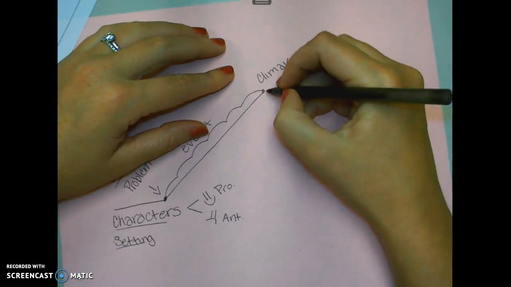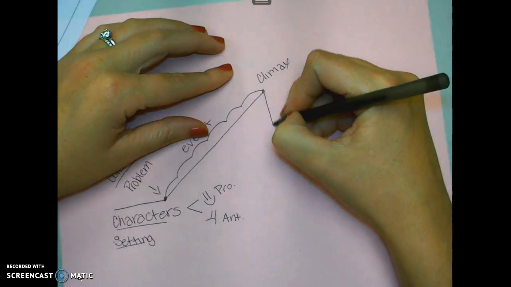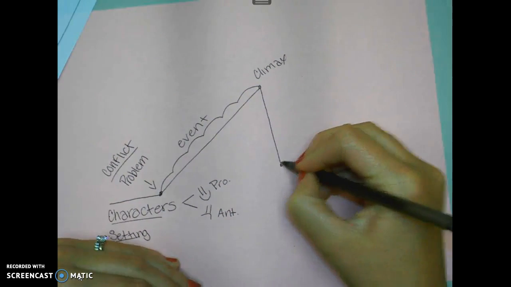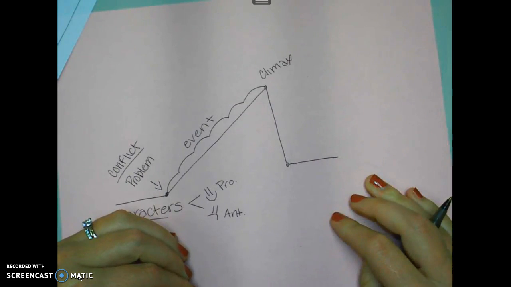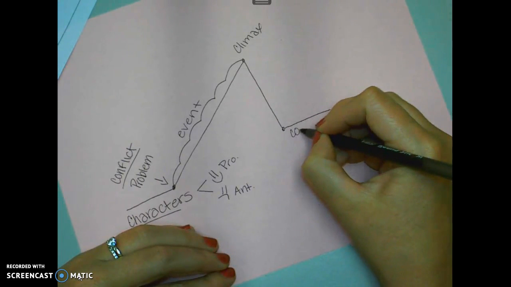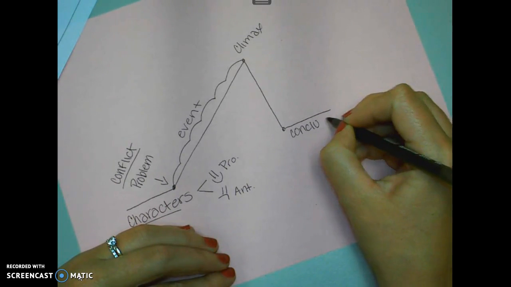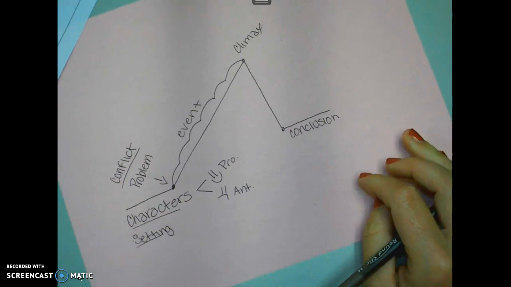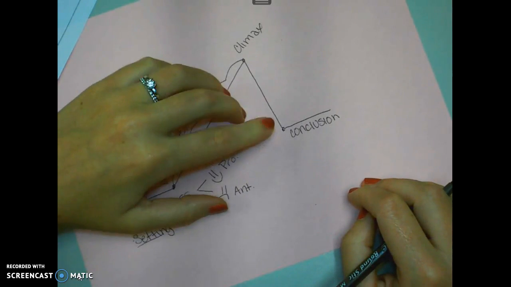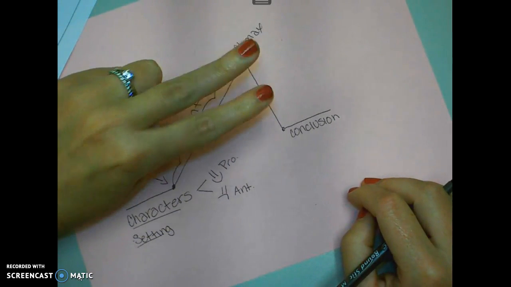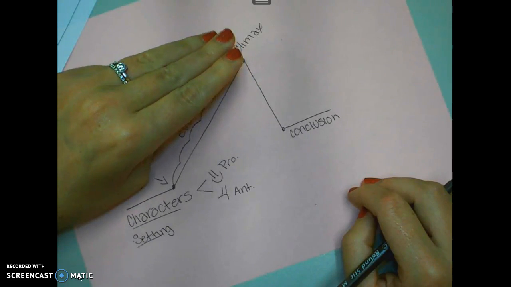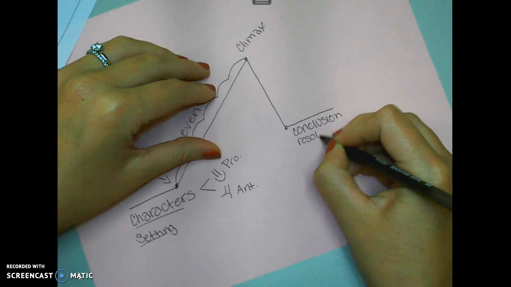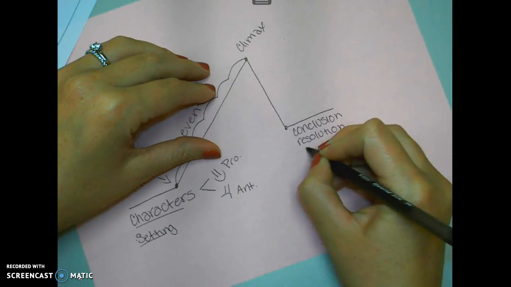Okay. After that, the story normally drops off fairly easily. It all balances back out down to the bottom, and you get your conclusion. How was the problem solved? Now, in 5th grade, we don't use just one word. We can have conclusion, resolution, solution. We don't say ending anymore.